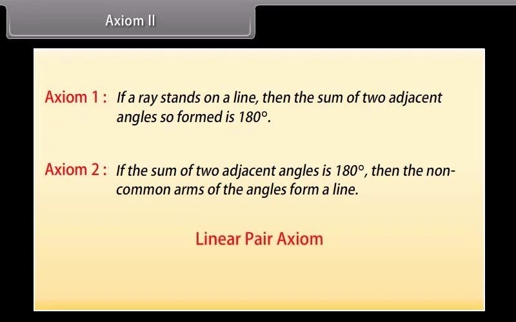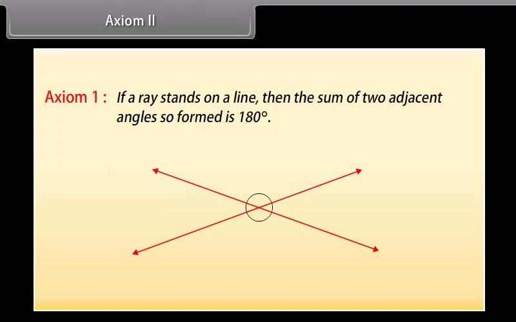Let us now move to the case when two lines intersect each other. We know that when two lines intersect, the vertically opposite angles are equal. We will prove this result after a small interactivity.